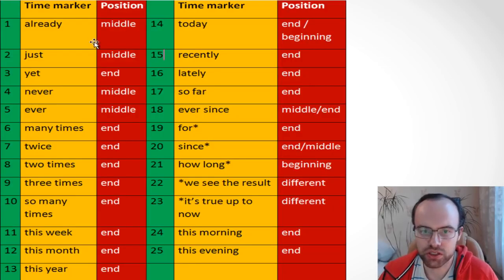So let's have a look at it. The first situation is with already. If you have already, you need to use present perfect. For example, I have already been there.